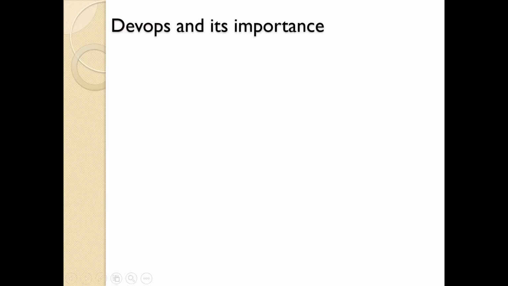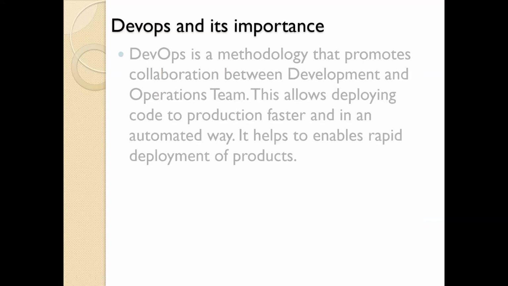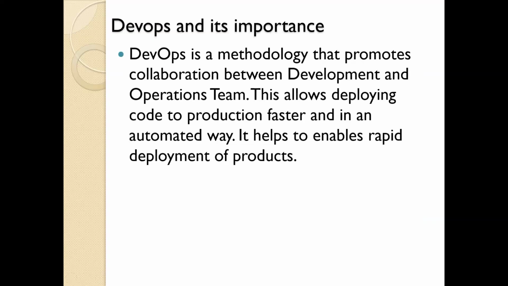So, what is DevOps and its importance? DevOps is a method. It's not a technology. That method promotes collaboration between the development team and the operations team. It improves the coordination. It will remove the gap so that everybody will be in sync with each other. So DevOps is a method, a concept, and that concept is implemented by using tools. Got it?